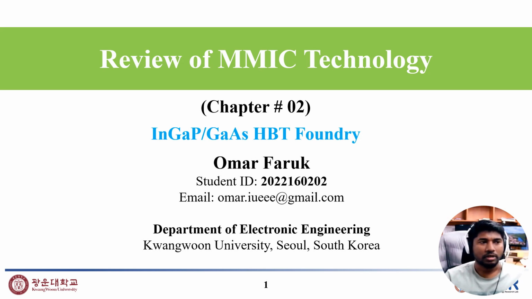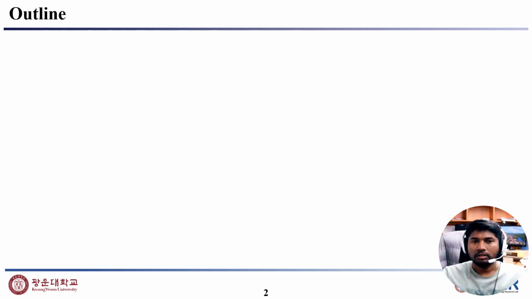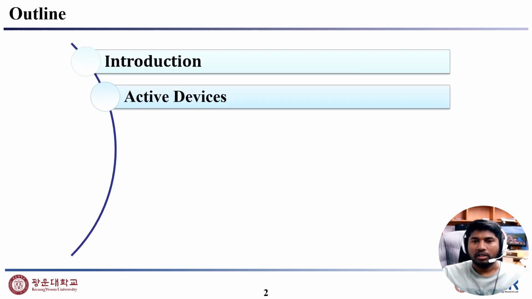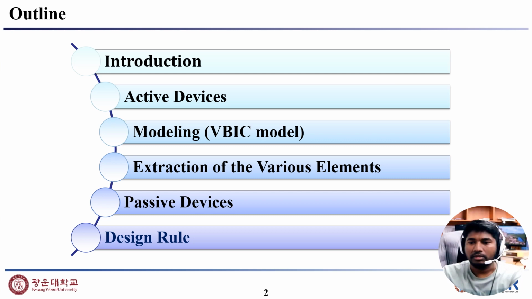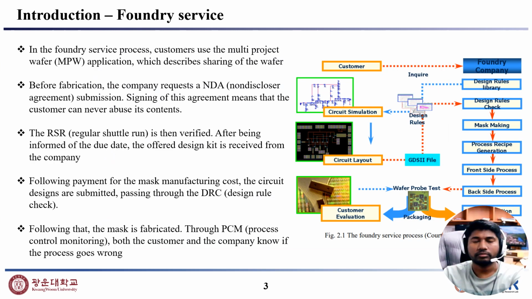In this presentation I would like to talk about the second chapter of the review of MMIC technology, that is the indium gallium phosphide gallium arsenide HBT foundry. So here is my outline. It's going like introduction first, then active device modeling, VBIC model and extraction of the various elements, then passive device, then design rule. So first, introduction, foundry service.